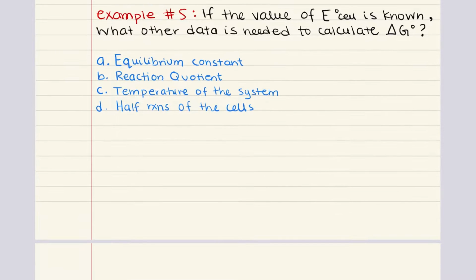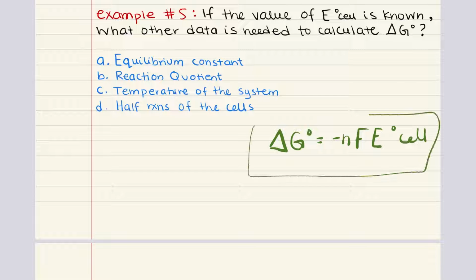Next up, we have problem 5. Problem 5 says if the value of the standard EMF of the cell is known, what other data is needed to calculate the standard Gibbs free energy change? Now, in lecture, we discussed this very important equation here that relates the standard cell potential to the standard Gibbs free energy change. Here, we have that the standard Gibbs free energy change is equal to negative n, where n is the number of moles of electrons transferred in the redox reaction. It's multiplied by F. F is Faraday's constant.